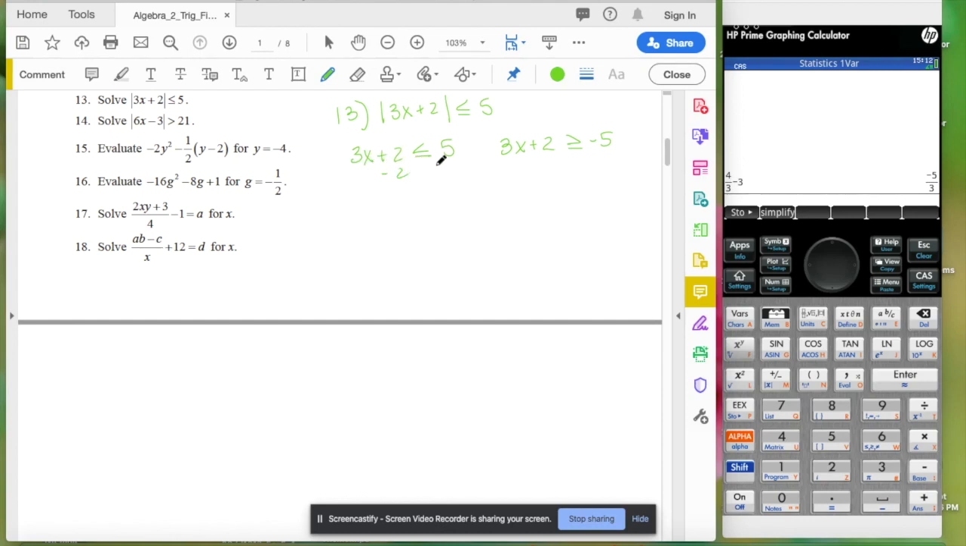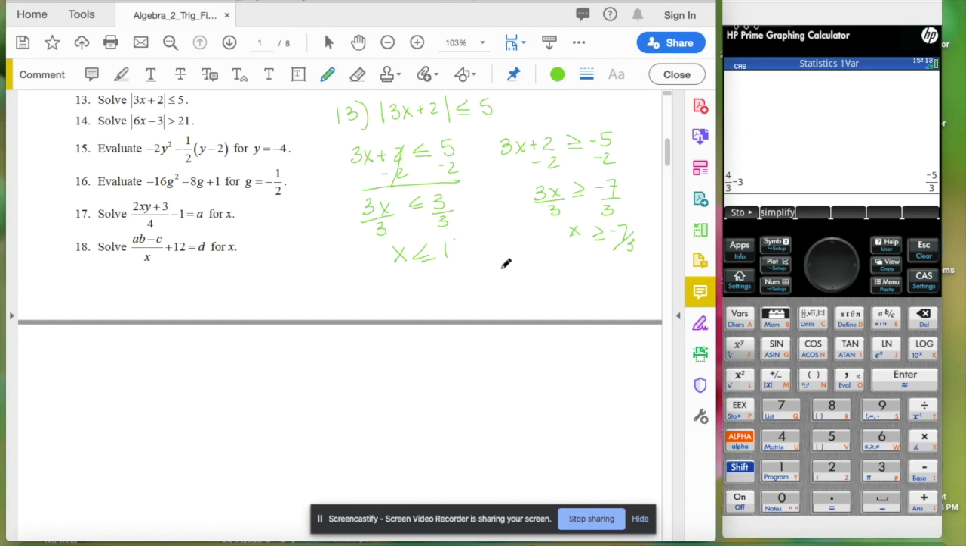And so we're going to subtract 2, subtract 2. We get 3x is less than or equal to 3, divide by 3, divide by 3, and we have x is less than or equal to 1. And then on this side, we're going to subtract 2, subtract 2. We're going to get 3x is greater than or equal to negative 7, divided by 3, divided by 3. We have x is greater than or equal to negative 7. Oops, sorry, negative 7/3.